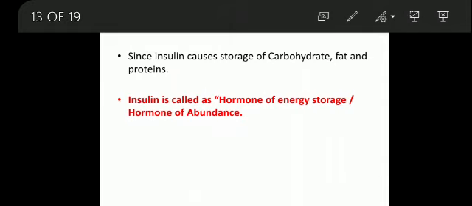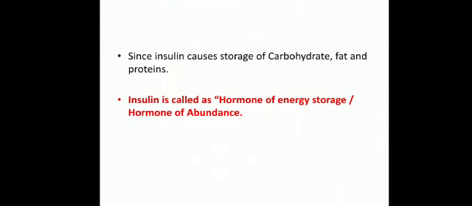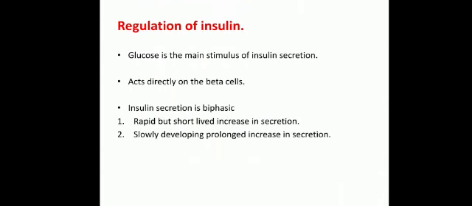So now when we have gone in detail to what insulin does to carbohydrate metabolism, protein metabolism and fat metabolism, the concluding statement we need to make is insulin is trying to store carbohydrates, fats and proteins, which gives insulin the name, the hormone of energy storage, or the most commonly used word is the hormone of abundance. So let's go to the next slide, where the regulation of insulin is discussed.